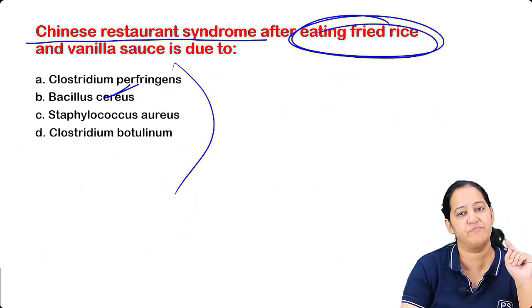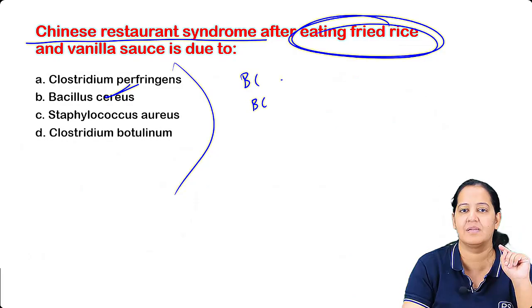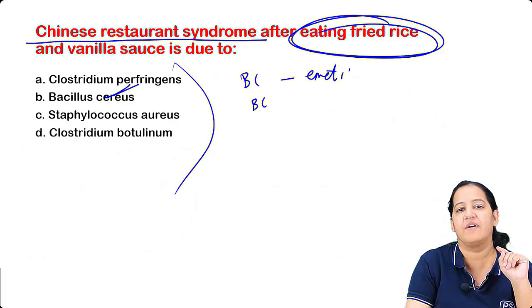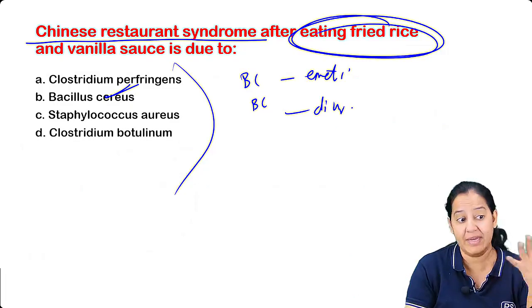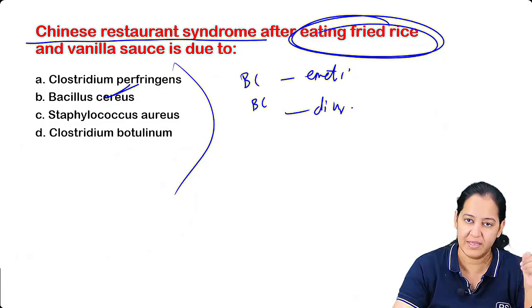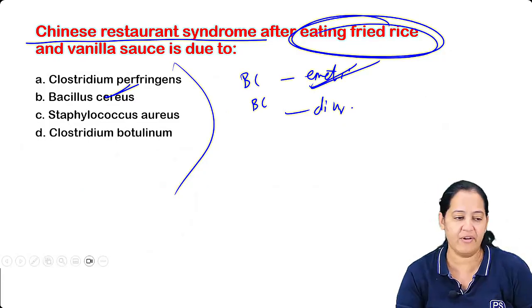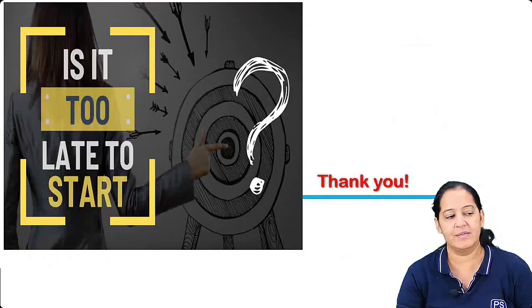The question would have been good if you had two options for Bacillus cereus, one emetic type and one diarrheal type. Then you could get confused. Abhi to bahut easy hai. So in that case also it is emetic type. Fried rice is emetic type. Okay, so can we go ahead?